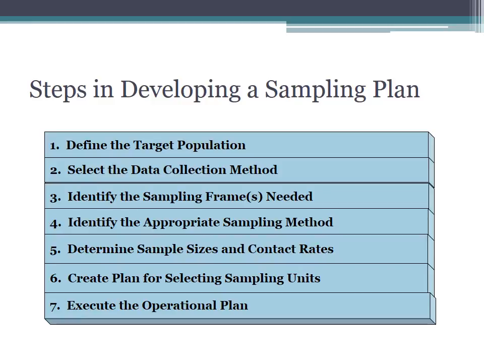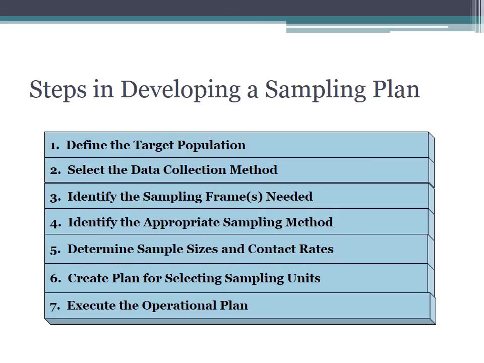So how do we go about doing that? First, we define the target population, the group of people that we're going to be investigating, and get an understanding of what we're interested in. Then we select our data collection method. Are we going to do interviews or surveys or observations? We then identify the sampling frames needed. This is that list of all sampling units that we need, a way to reach them. So this could be a database, it could be a phone list, it could be a membership roster, it could be some register of all monkeys in Amazon, whatever the case may be.